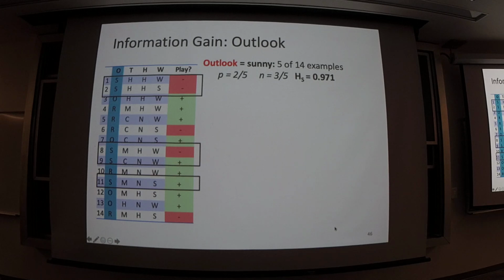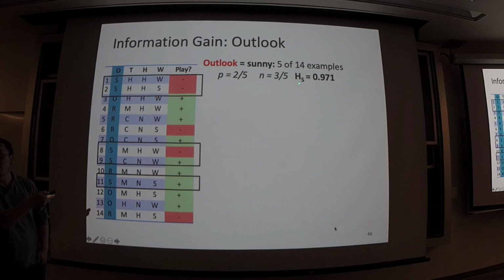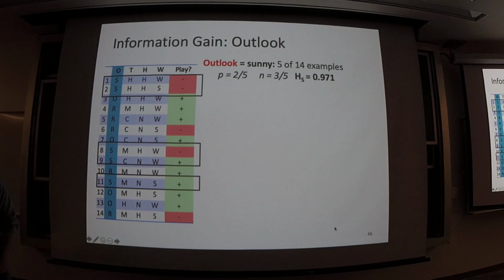So that means the positive ratio of this subset is 2 over 5, and negative is 3 over 5. Then we can apply the formula to compute the entropy for this subset, where the outlook is sunny, which is 0.971. But this is just one subset, where the outlook value takes sunny. Outlook has 3 distinct values, so we need to look into the other 2 subsets.